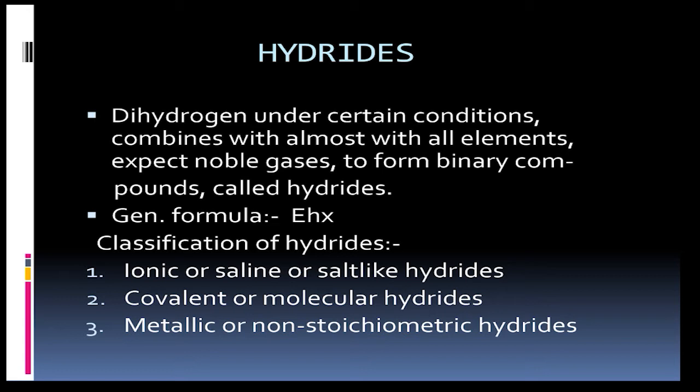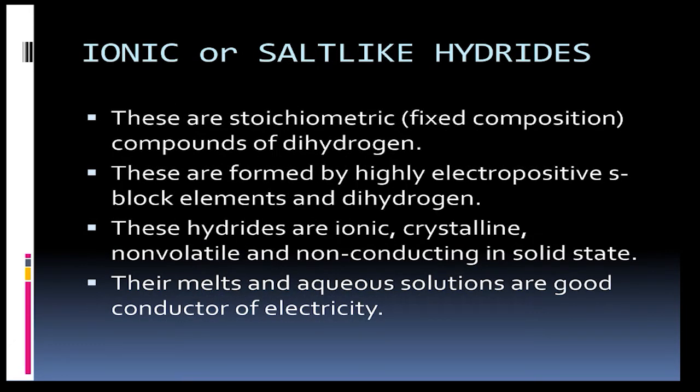Now how can we classify hydrides? Classification of hydrides can be done in three categories. First one is ionic or saline, also known as salt-like hydrides. Second one is covalent or molecular hydrides. And third one is metallic or non-stoichiometric hydrides. Now let us study these hydrides one by one. First one is ionic or salt-like hydrides.